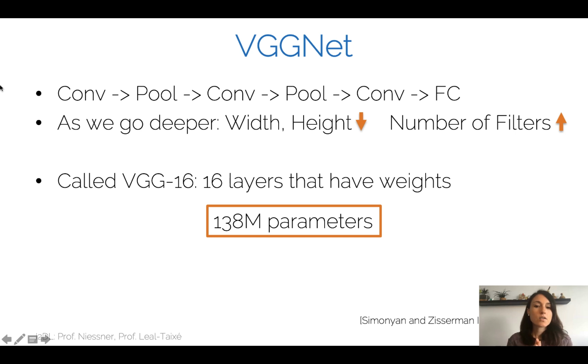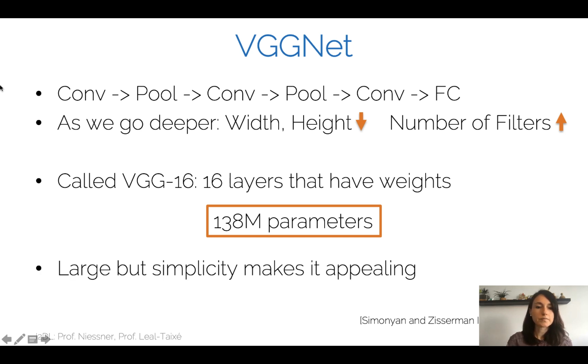And this architecture has now 138 million parameters, so more than double the parameters of AlexNet, deeper architecture, and therefore double the capacity to learn more about the ImageNet challenge. So it is a very large architecture, but the fact that it is so simple, that it contains just these operations that keep repeating themselves and you don't need to think about anything else, actually makes it very appealing.